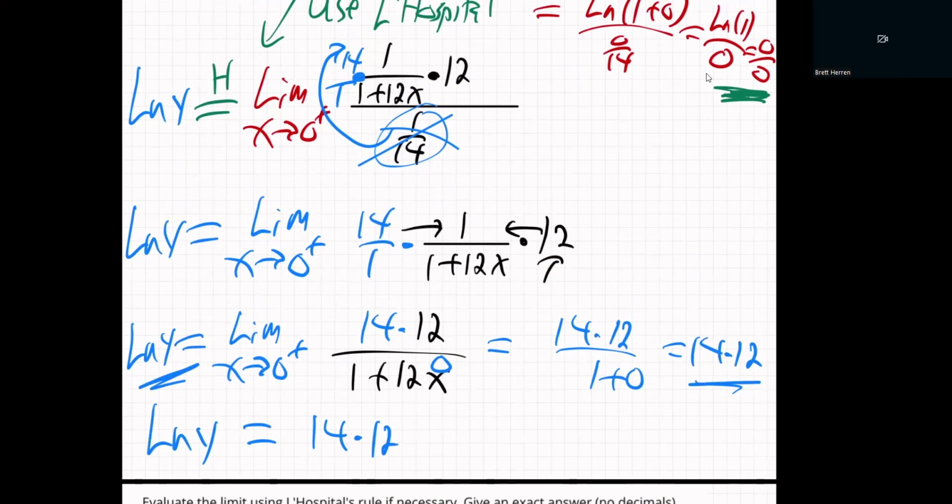How do you get rid of that at the end? You e both sides, right? Boom. y is e to the 14 times 12. You can multiply that or just type in 14 times 12. There it is. It's e to that.